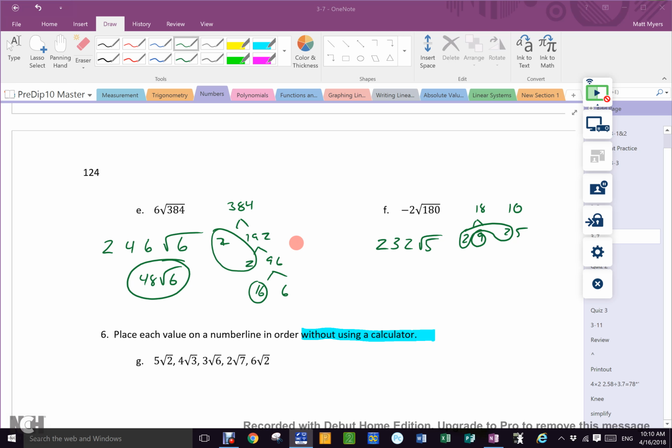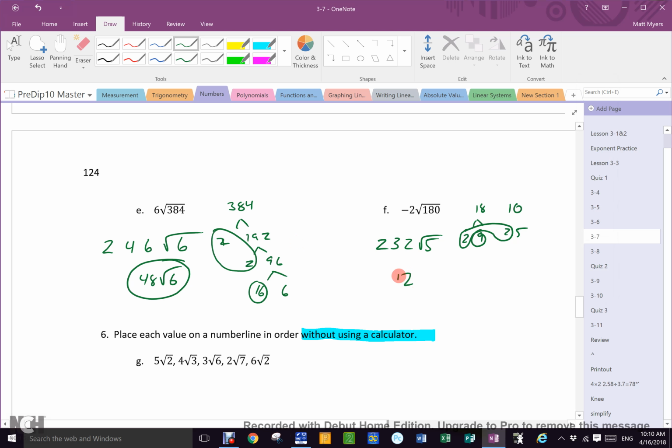2 times 3 is 6. 6 times 2 is 12, root 5, and you need to keep that negative out in front.